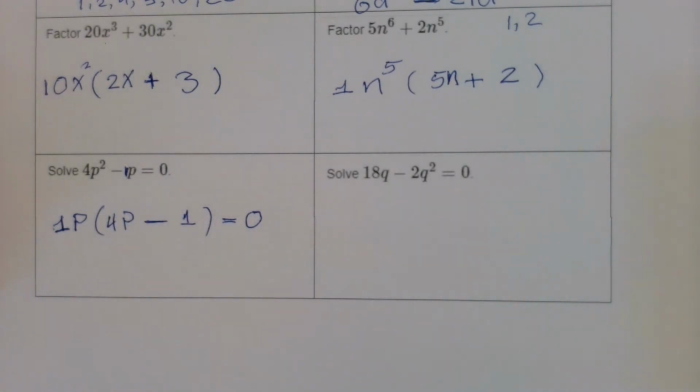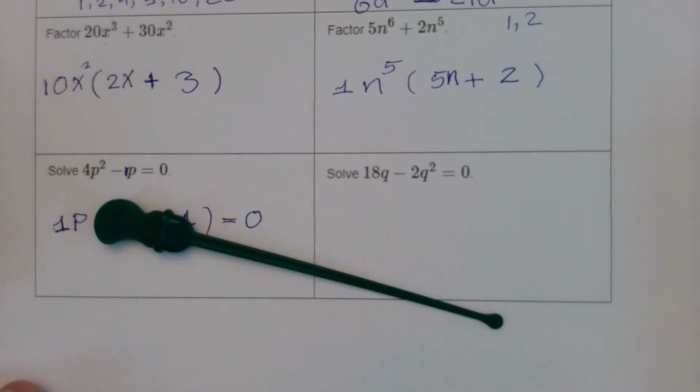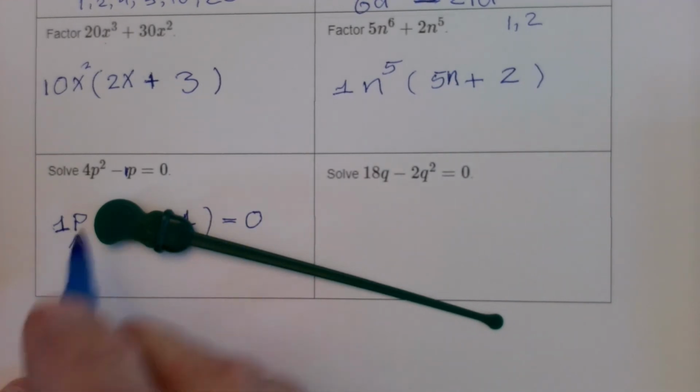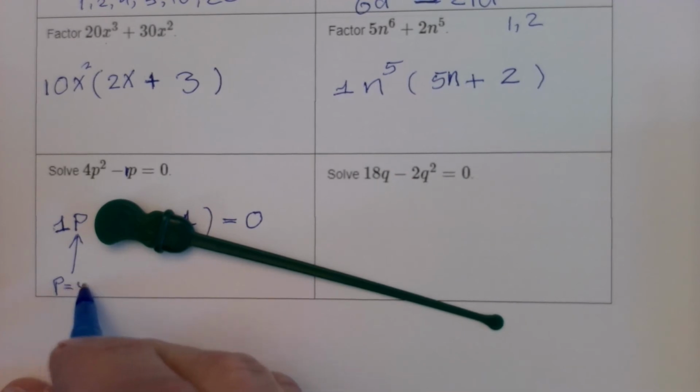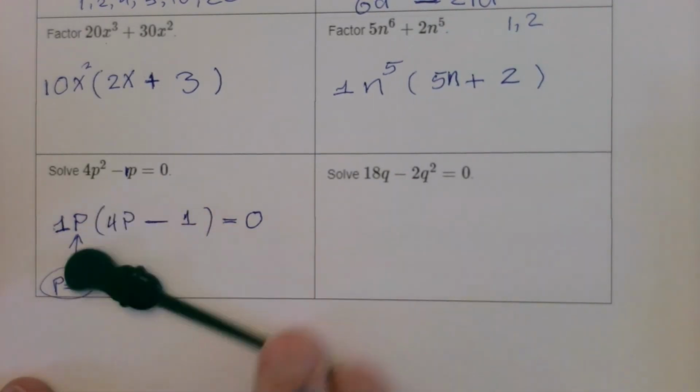So now that this is factored, we're going to go get the easy answer first. We're going to have our ice cream before our mashed potatoes. We're going to cover up this whole thing and just ask, if 1 times p equals 0, doesn't this have to be 0? Yeah. That's one of your roots or solutions to this problem. P equals 0.